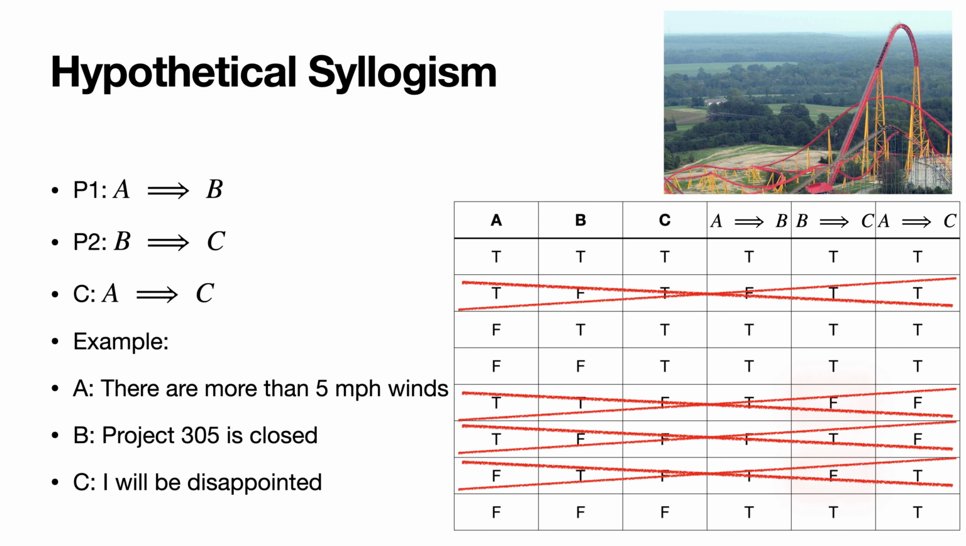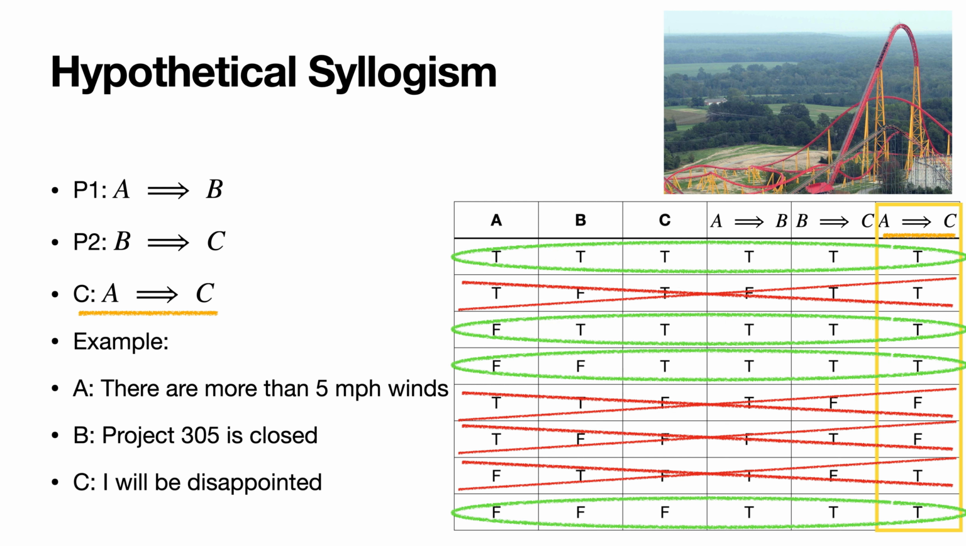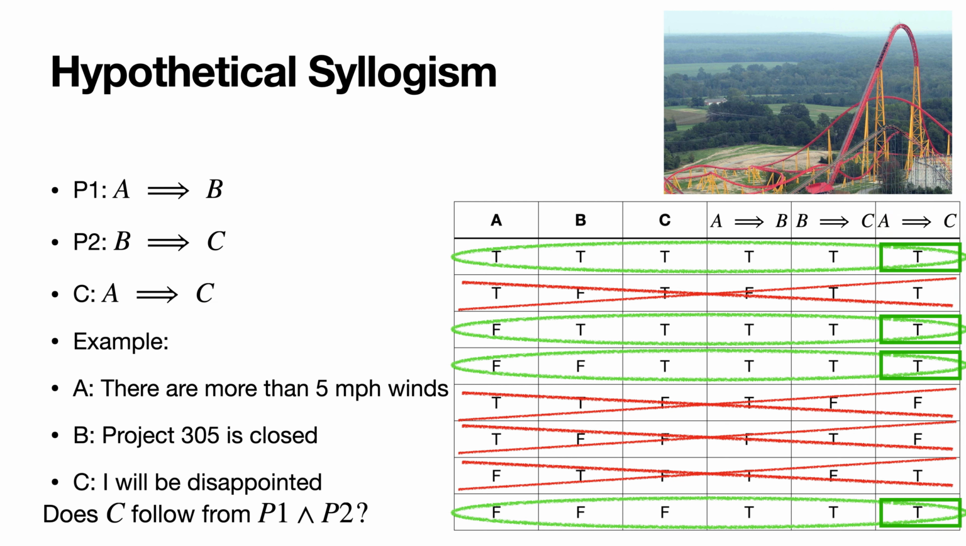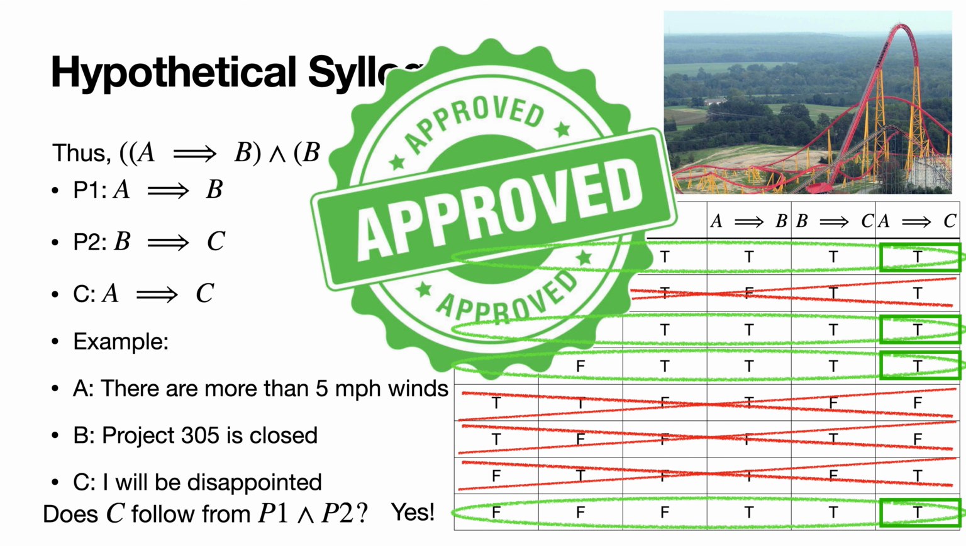And we have 4 leftover values for A implies C. However, in each of these 4 rows that are left over from taking the conjunction of premise 1 and premise 2, meaning A implies B and B implies C together, we actually have that A implies C is true in all of our remaining cases. So it is the case that premise 1 and premise 2 taken together imply the truth of C. We've exhausted all possibilities. So we can say that C does follow from premise 1 and premise 2, and thus A implies B and B implies C implies that A implies C. So we've proved this as a valid deductive form.